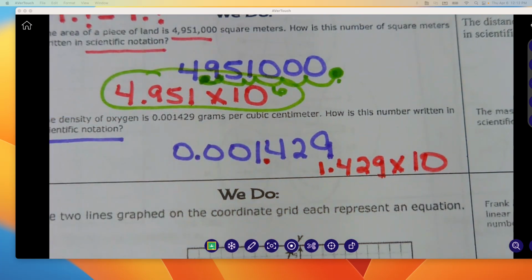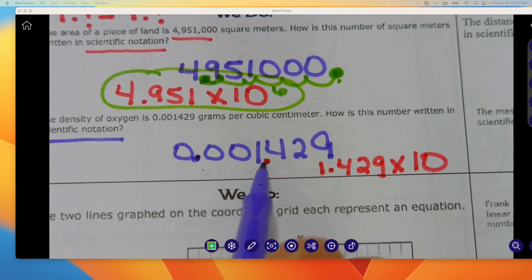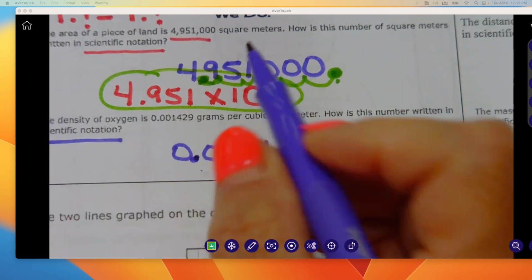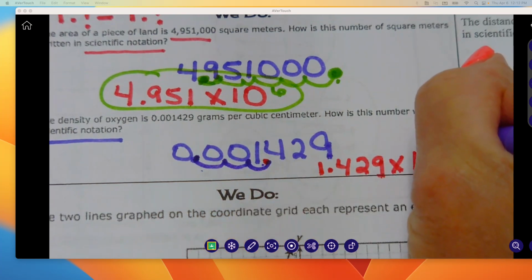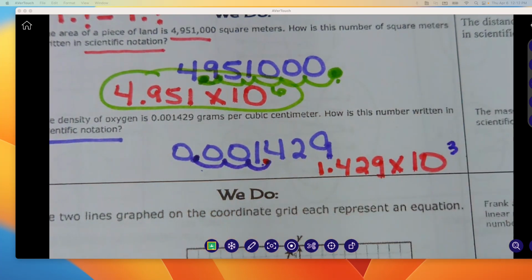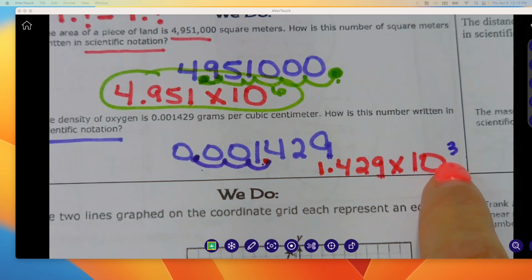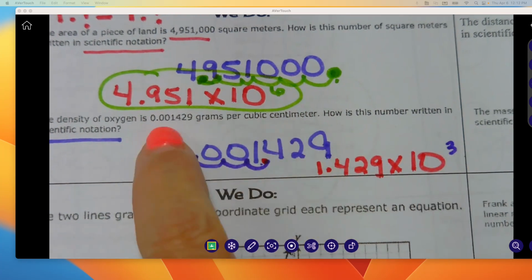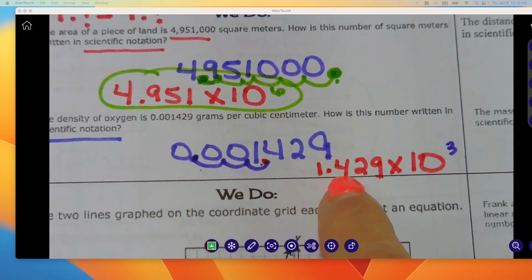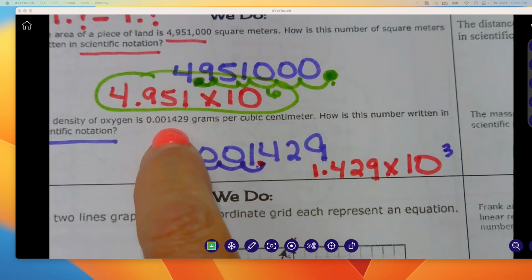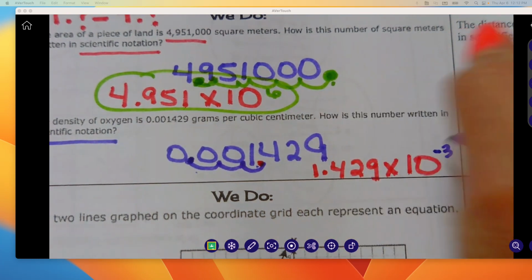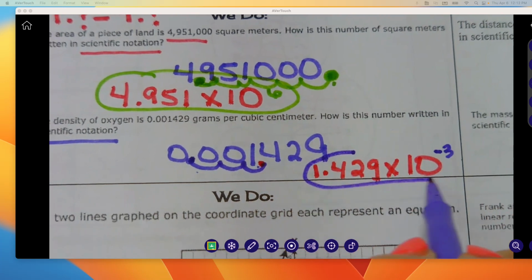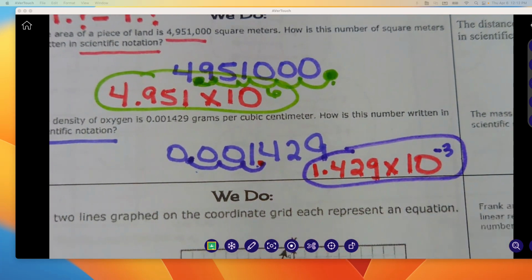Okay. Now, from the original decimal point to the new, I'm going to move and count. So 1, 2, 3. So my exponent is 3. Okay. Now, to determine if this exponent is going to be positive or negative, I'm going to look at this number here. Okay. This number went from 1.429, and when I multiplied, guys, it got way small. It's a lot smaller than 1. So since it's smaller than 1, my exponent is going to be negative.